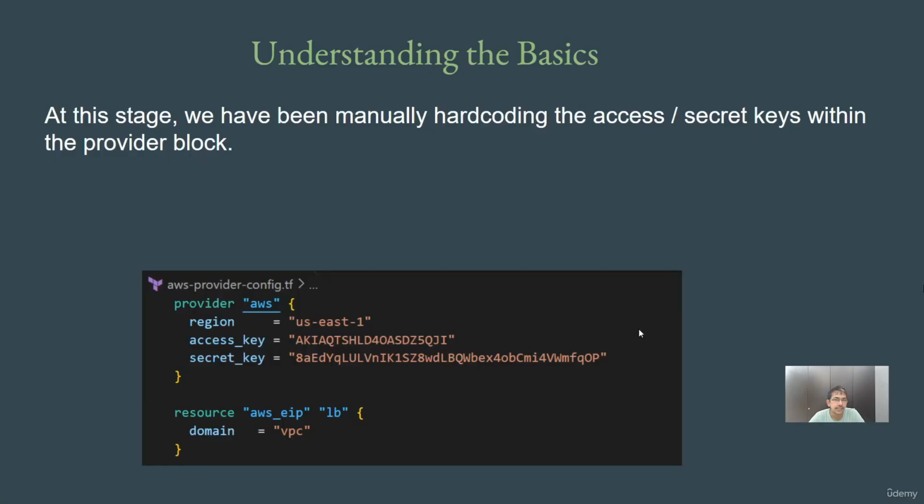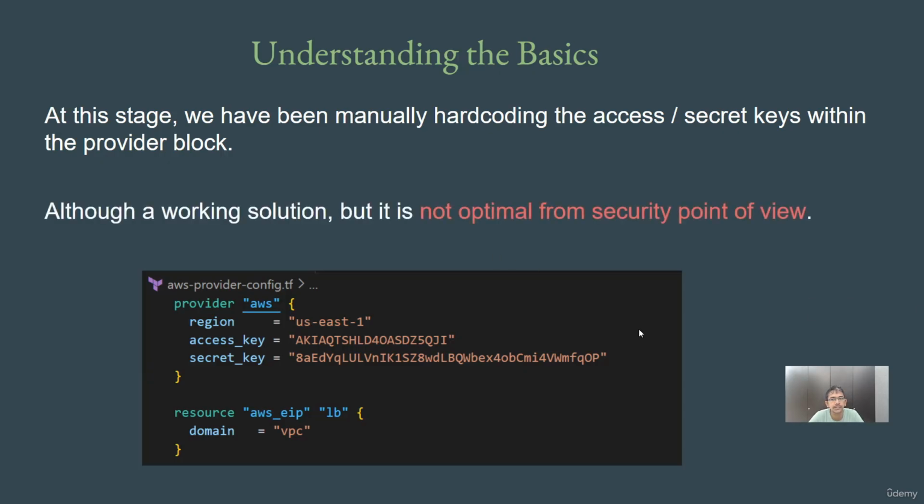Now at this stage, for our initial demos and practicals as part of the course, to make things simpler, we have been manually hard coding the AWS access and secret keys within the provider block itself within our Terraform configuration file. So here you see we have our access key, we have our secret key. Now although from a working perspective this works pretty well, this is not an optimal solution from a security point of view. Many times it has been observed that developers, after they hard code the access and secret keys, commit the code directly to the GitHub repository.